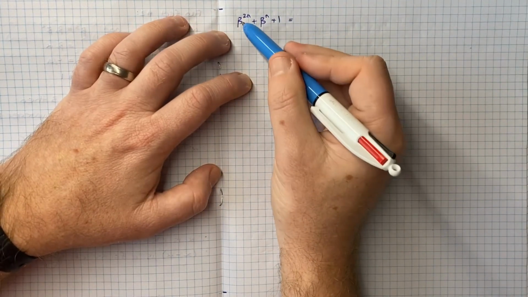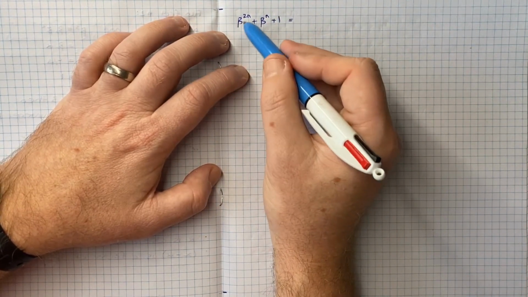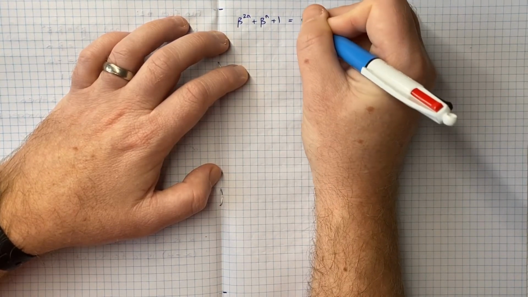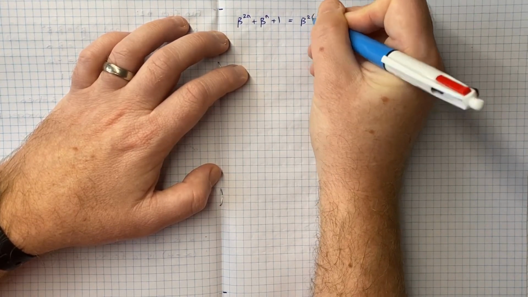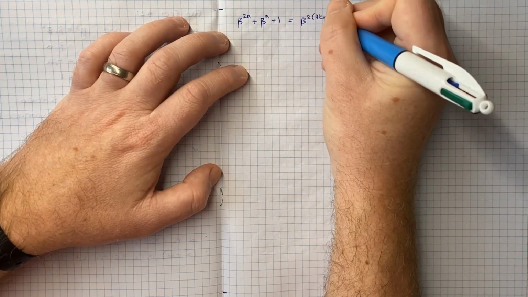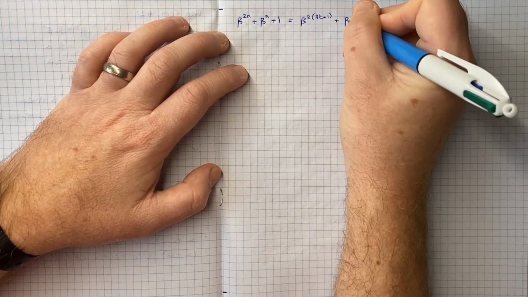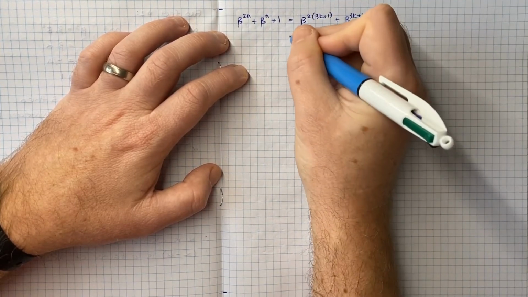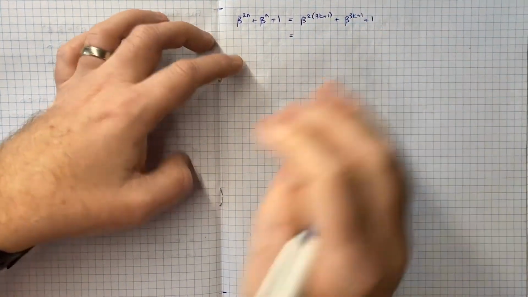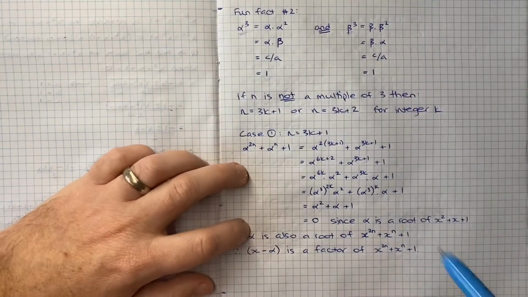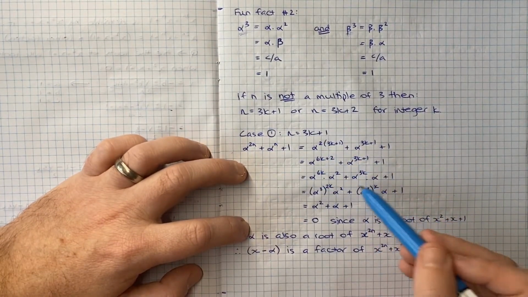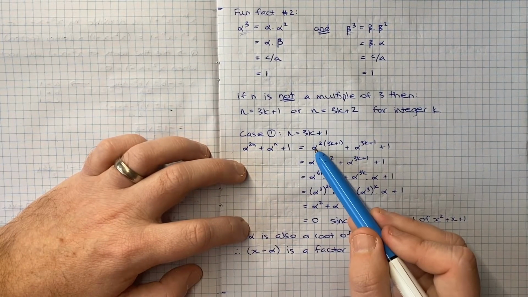Well, all we've done is wherever we had alpha, we've put beta. So we're going to do the same thing. We'll get beta to the 2(3k+1) plus beta to the 3k plus 1 plus 1. Now, rather than repeat all the steps that I just did for alpha, we're going to get to the same place because all we've done is put a beta here.